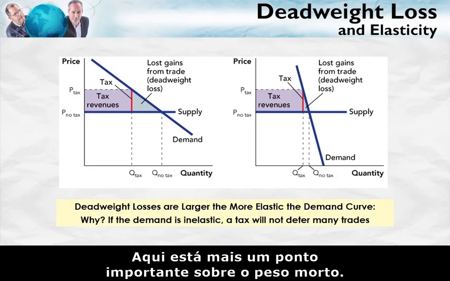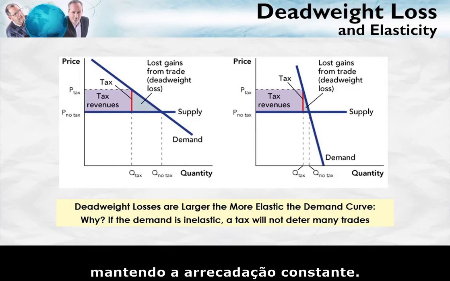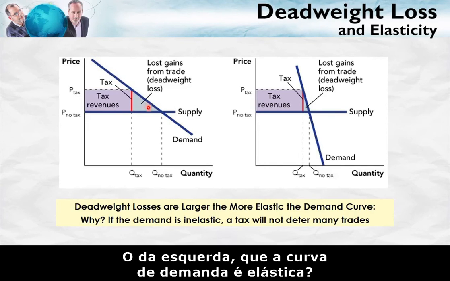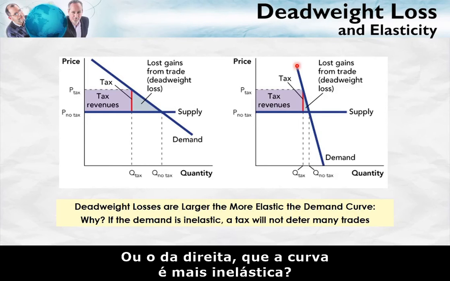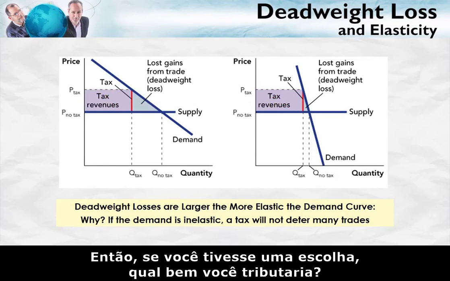Here's one more important point about deadweight loss. Deadweight losses are larger the more elastic the demand curve, holding revenues constant. So for example, which of these goods would we more like to tax? The one on the left where the demand curve is elastic, or the one on the right where the demand curve is more inelastic? Notice that tax revenues are the same.